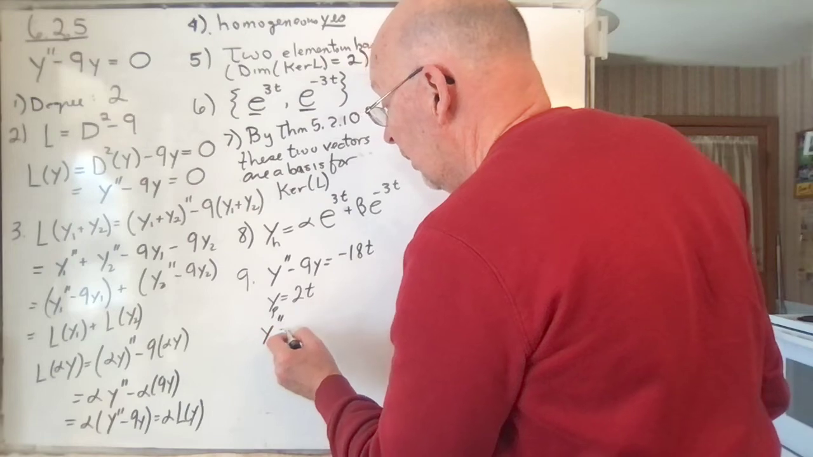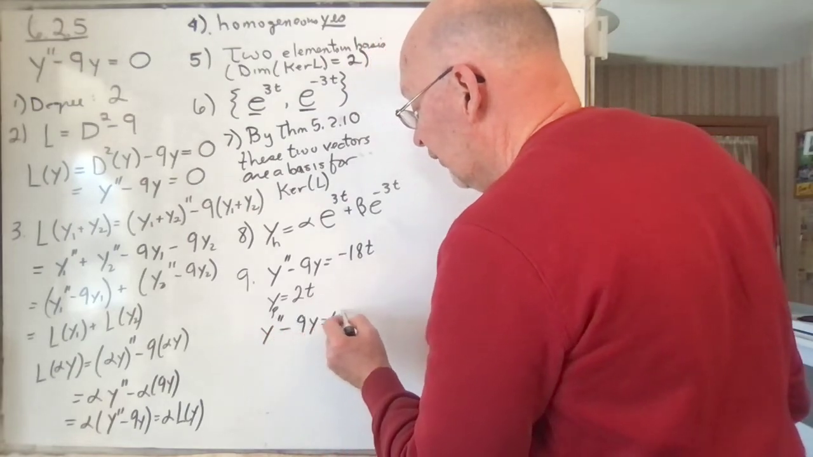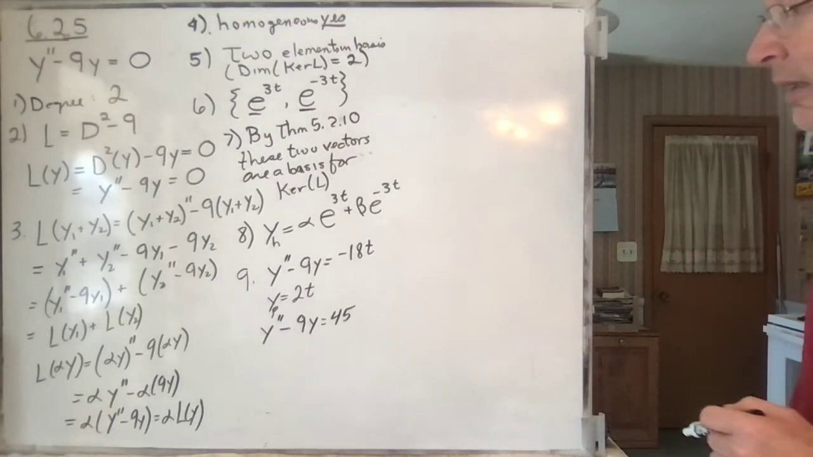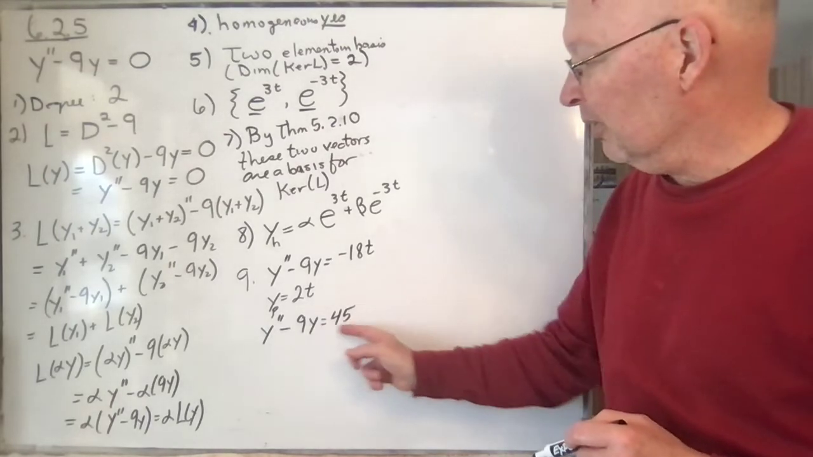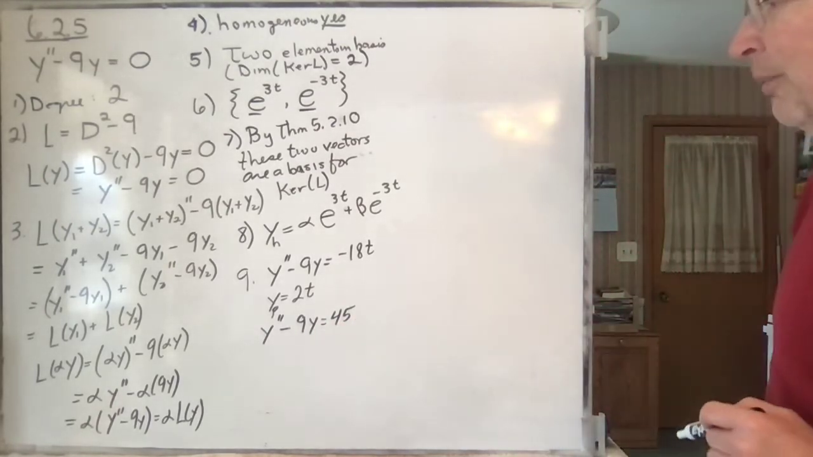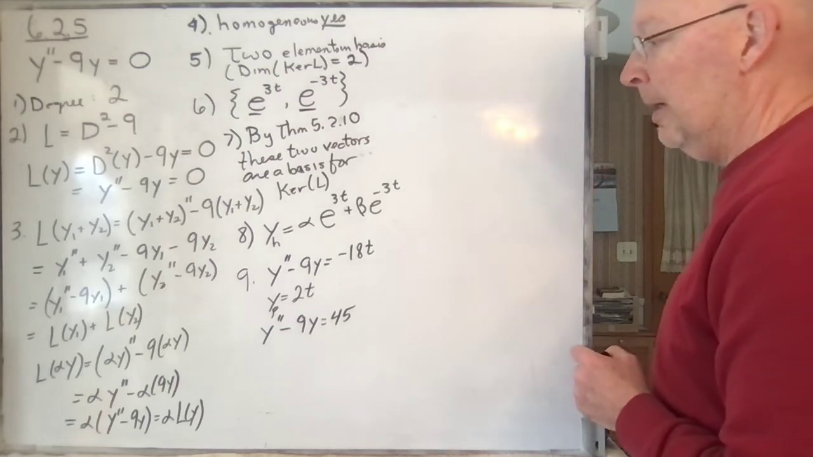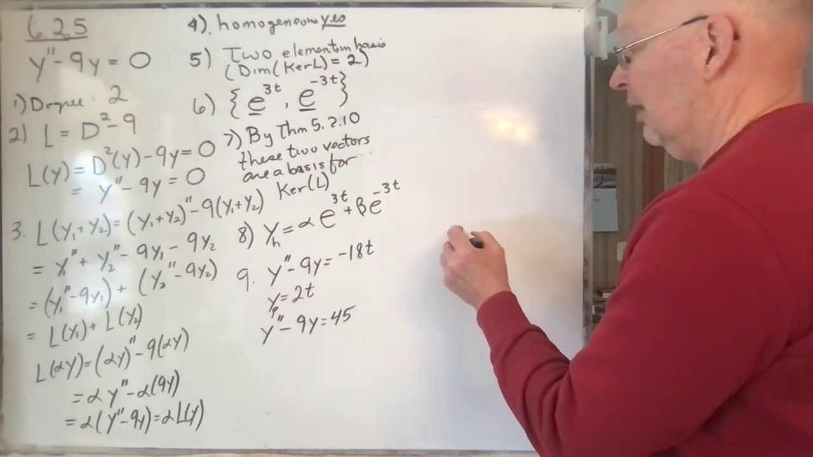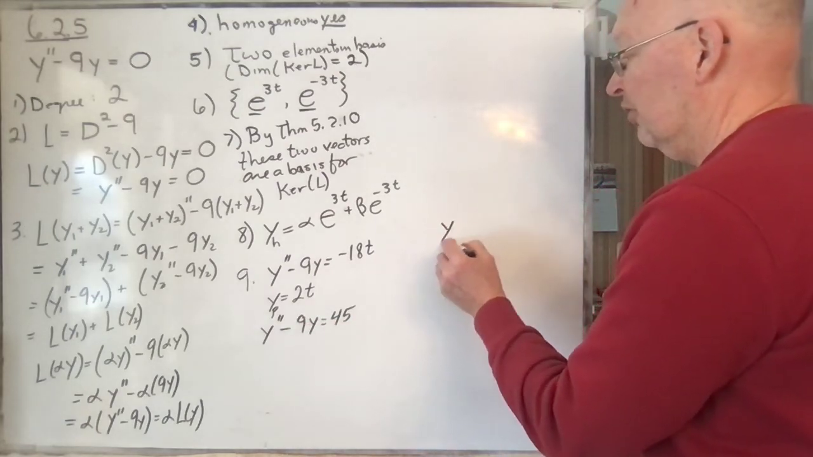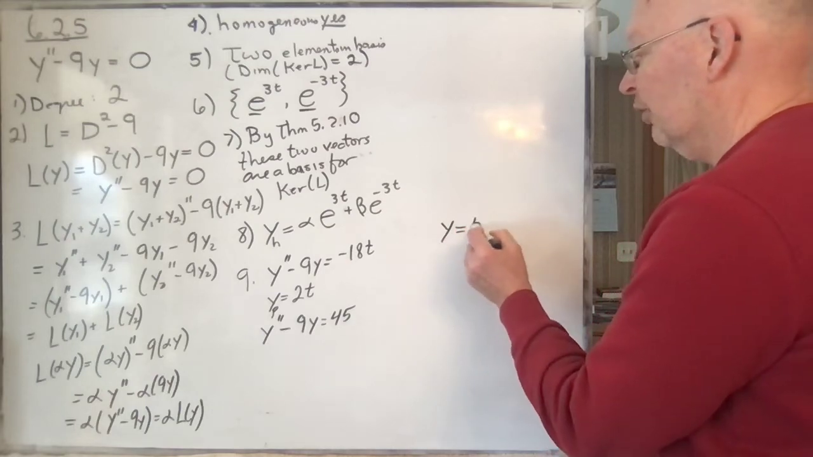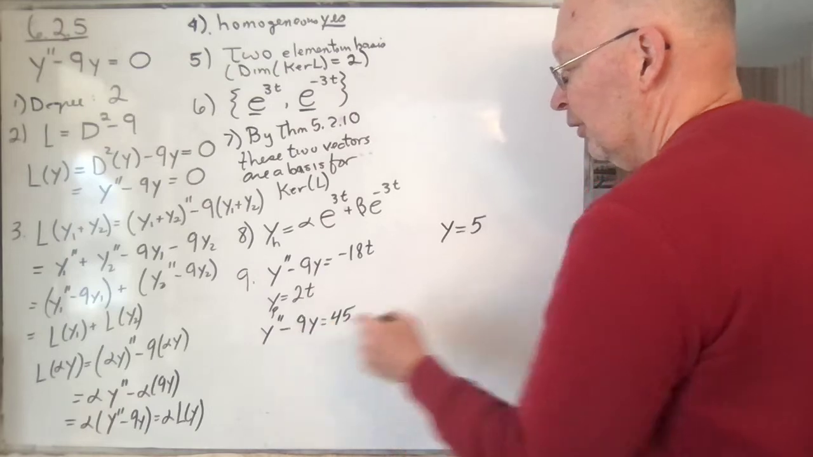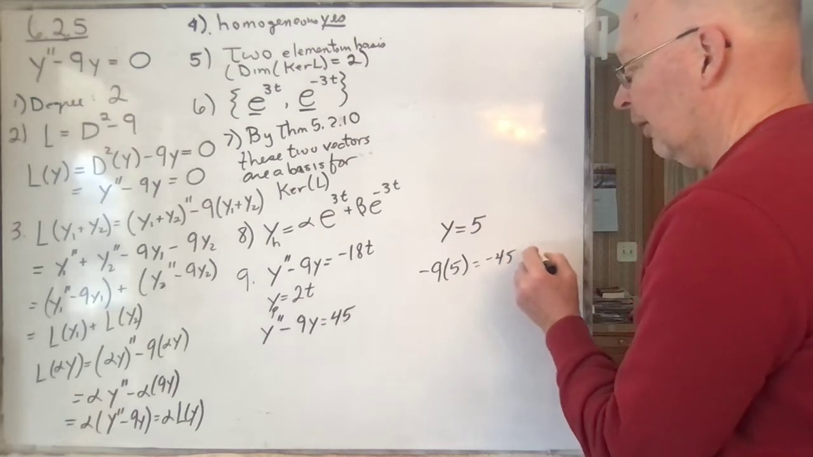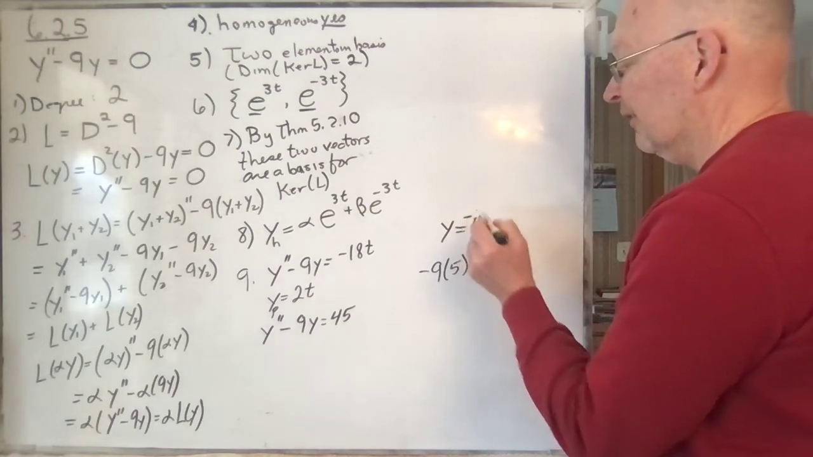Y double prime minus 9y is equal to 45. Can you think of any function that satisfies that? Again, notice the nice relationship there. It wouldn't have had to be that nice, but I'm trying to give a hint. What can y be so that you get 45? What about just y equals 5? Does that do it? The second derivative is 0, and I get negative 9 times 5. That's negative 45, which is not what I want. I want positive 45. So what if I make it negative 5?